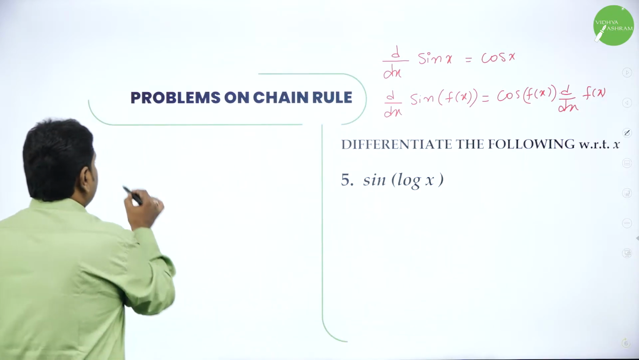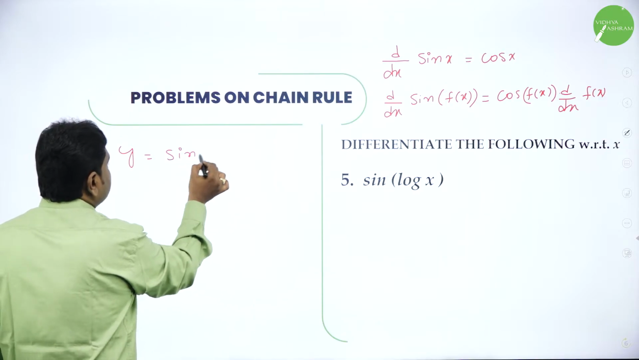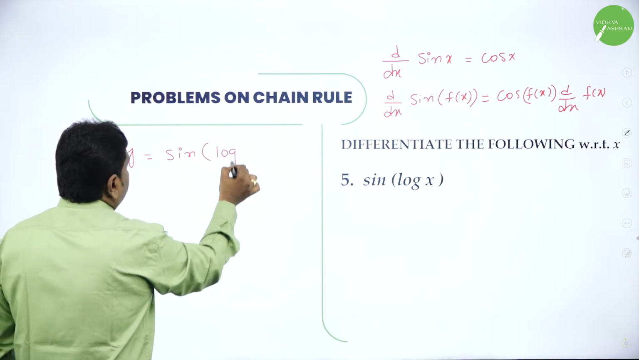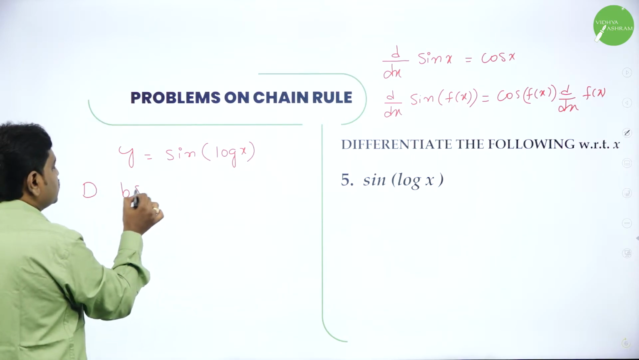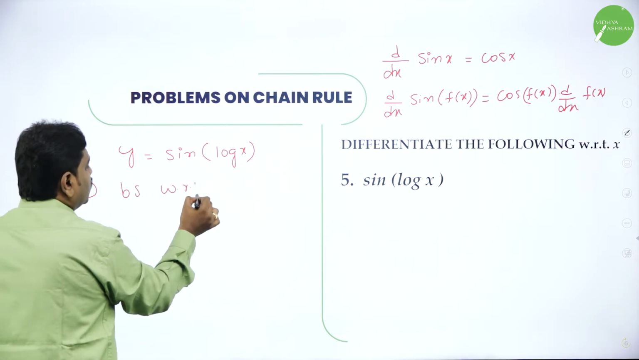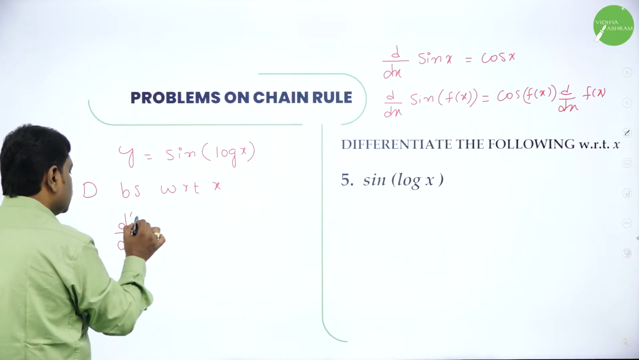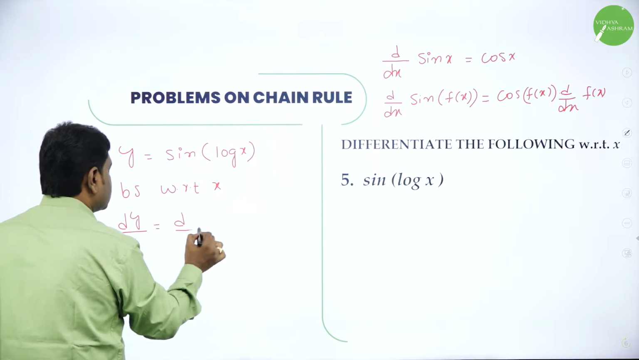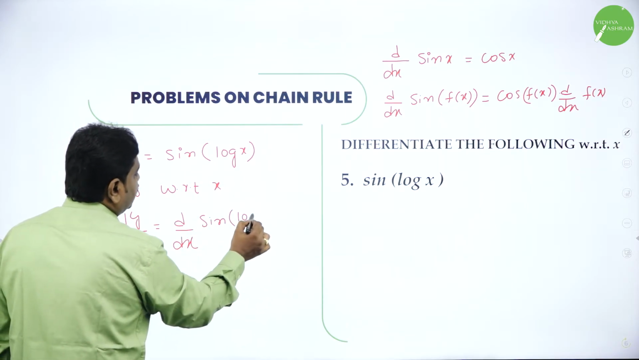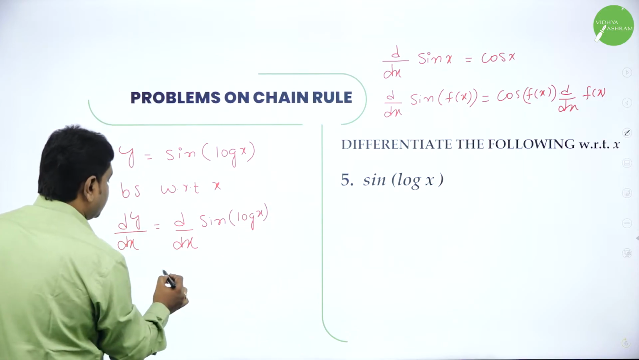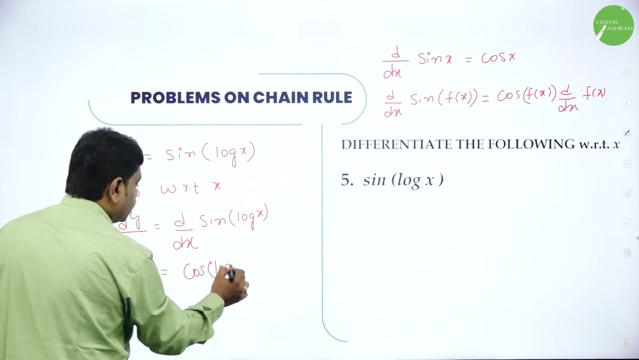So y is equal to sin of log x. Inside sin I have log x. So now differentiate both sides with respect to x. So differentiate both sides with respect to what? X. If you do that, LHS becomes d by dx of y, RHS becomes d by dx of sin of log x, and the derivative of sin. What is the derivative of sin? Differentiation of sin gives you cos. Sin of log x is cos of log x.